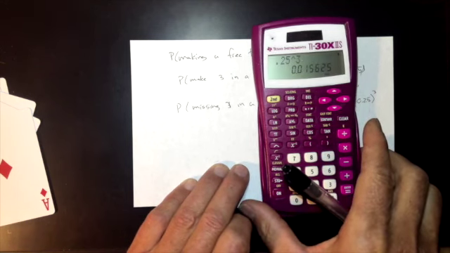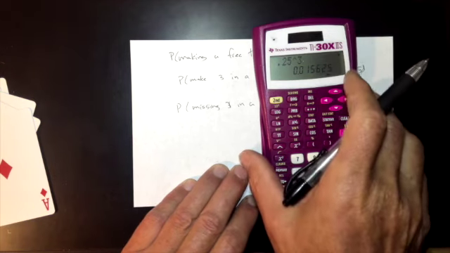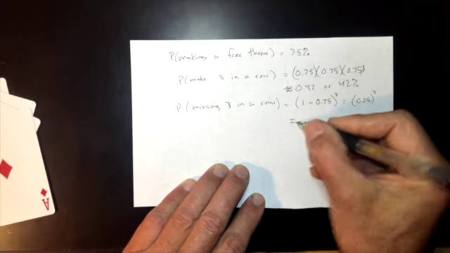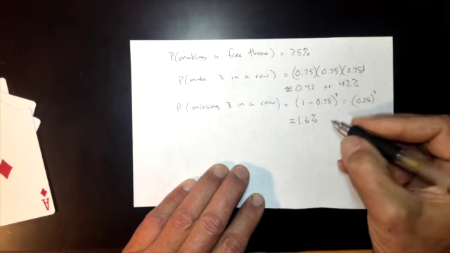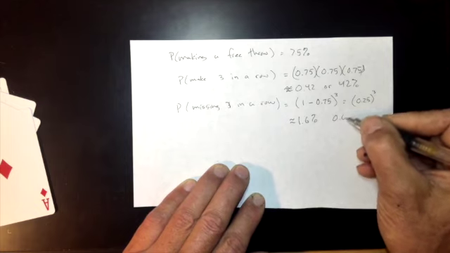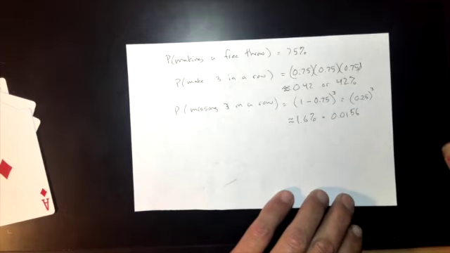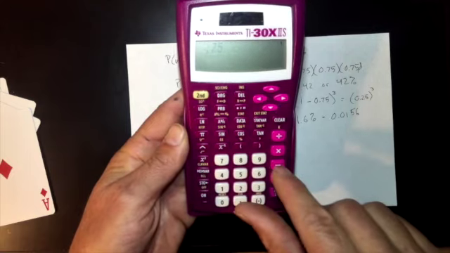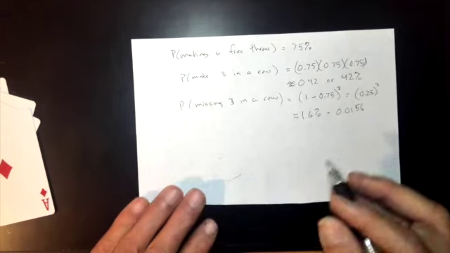It is 0.0156, which is approximately 1.6%. That's pretty low. Let's see, 0.75 raised to the third power, just to double check that one, was about 0.42. Anyway, there's not a very good chance I missed 3 in a row, I guess.